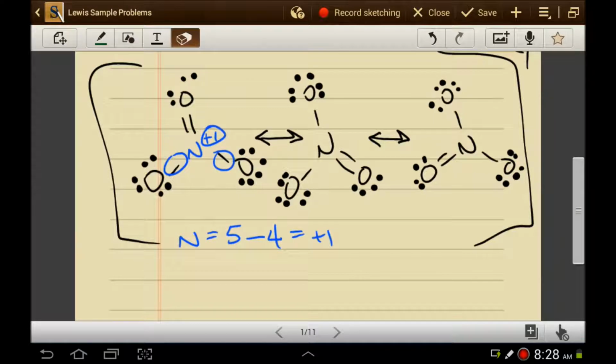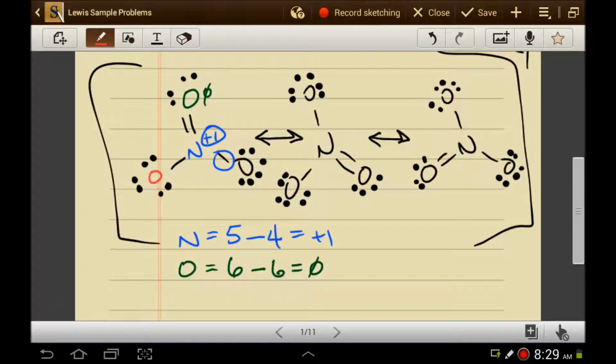Now let's look at the formal charge for this oxygen atom here. Oxygen has 6 valence electrons, and this oxygen atom feels like it owns 1, 2, 3, 4, 5, 6 electrons. So it owns half of the bonding electrons, 1, 2, and then all of the non-bonding electrons, 3, 4, 5, 6. So this oxygen has a formal charge of 0.